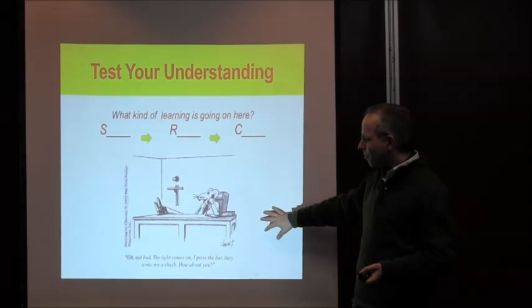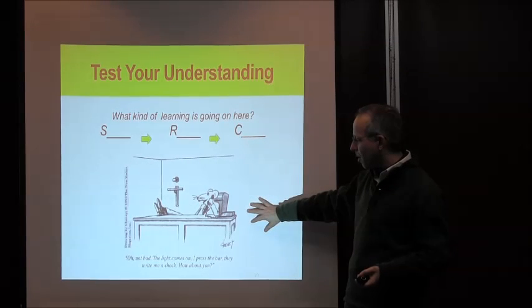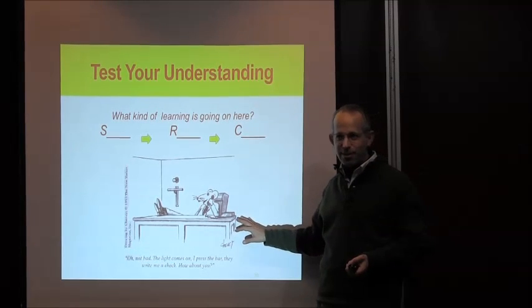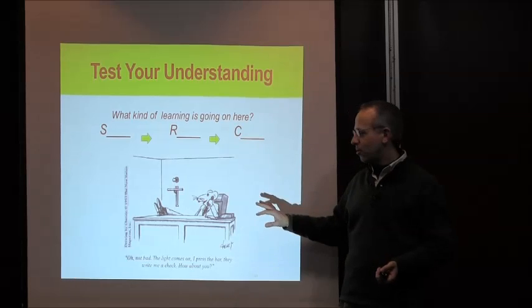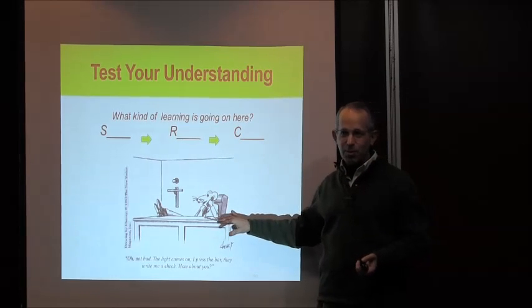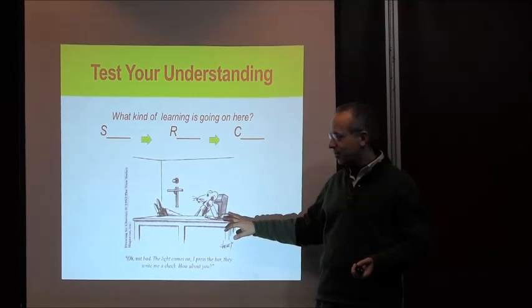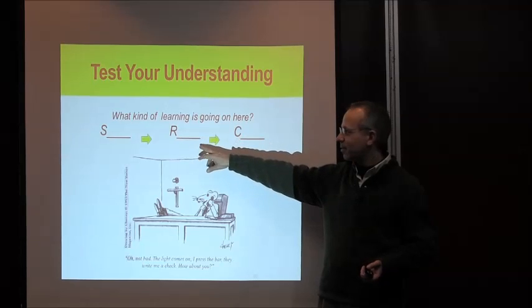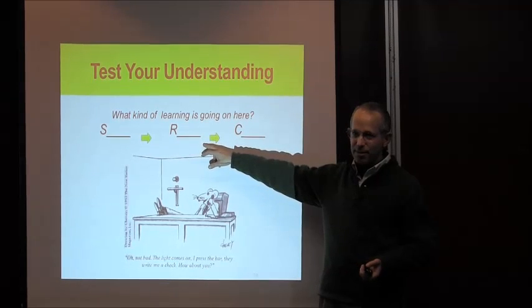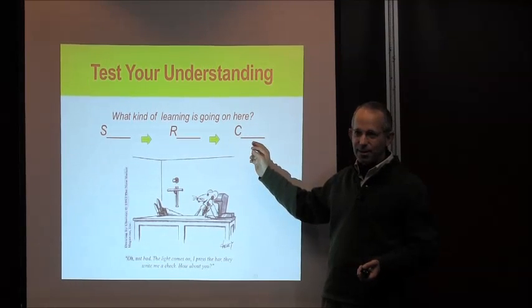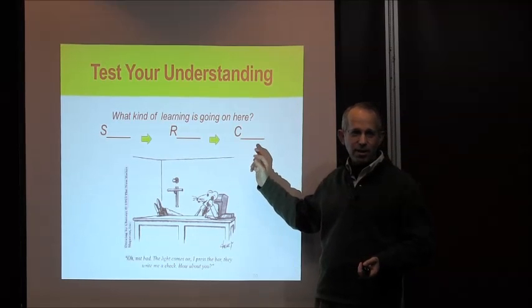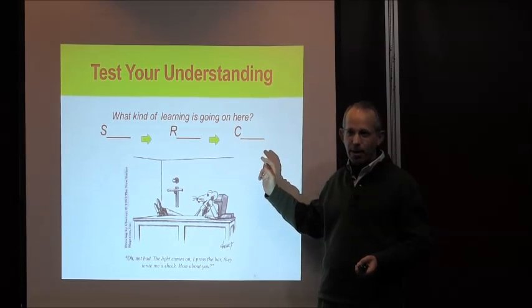Okay? Here's a rat. He says, oh, not bad. The light comes on. I press the bar. They write me a check. How about you? Okay? So what's the stimulus? Who's being conditioned here? Okay? What's the stimulus? That's a check. So what kind of training is that? Right. Okay.